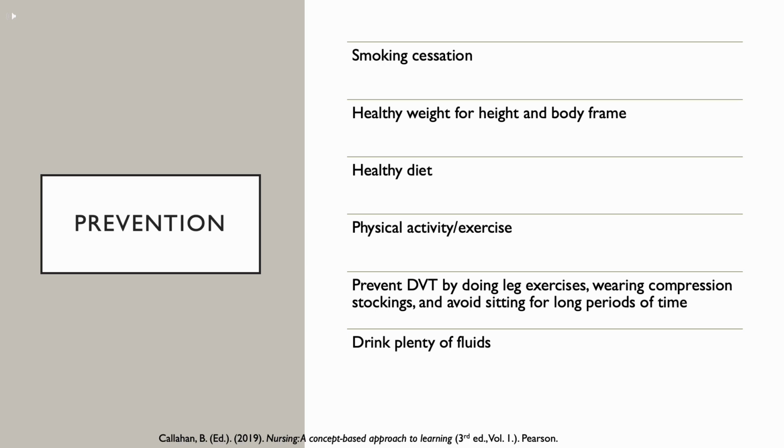To prevent a pulmonary embolism, smoking cessation is very important, as well as a healthy weight for your height and your body frame. Healthy diet is also important. You don't want to be eating a lot of fast food or foods high in fat or anything that's really unhealthy for you. You want to eat more vegetables and fruits. Physical activity and exercise will help prevent it.